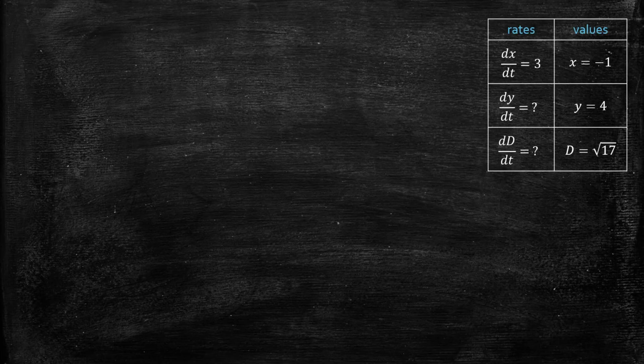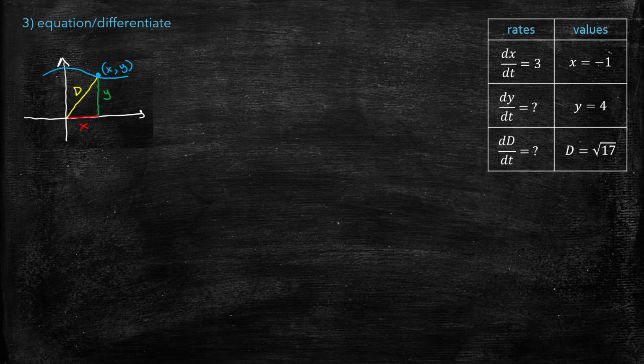So let's call up the table of values, and we're at step 3 to write the equation and differentiate. So here is the sketch from before, which obviously we are going to be using the Pythagorean theorem. Now, if we took the derivative with respect to time of both sides, we would get dy by dt and dd by dt involved, and that's not going to be helpful because they're both unknowns. So one way would be to find dy by dt another way, by the equation of the curve. So we could take the derivative with respect to time of both sides and get dy by dt in terms of dx by dt and find it that way.